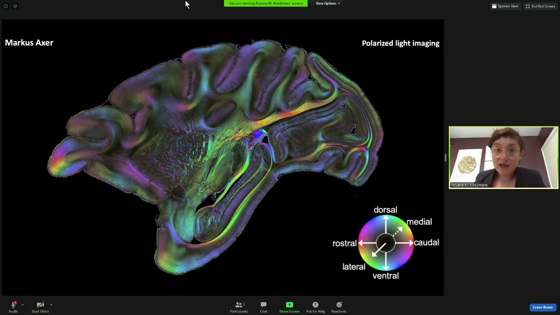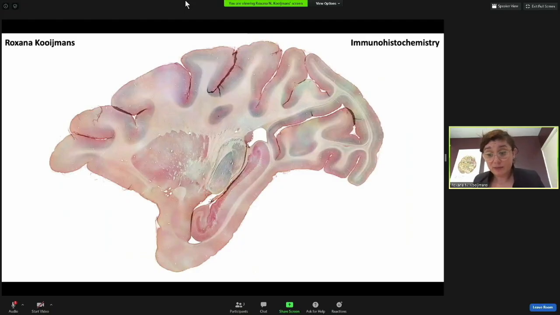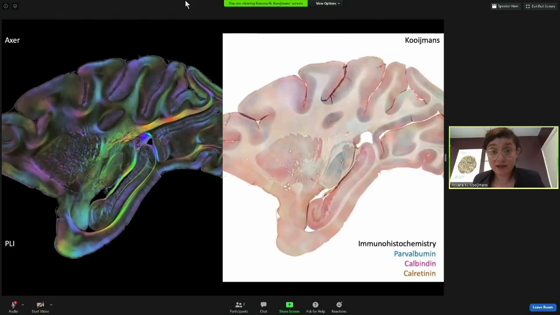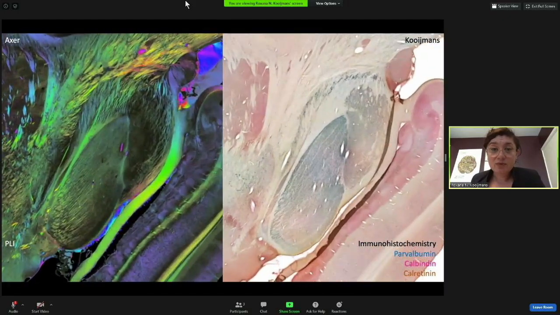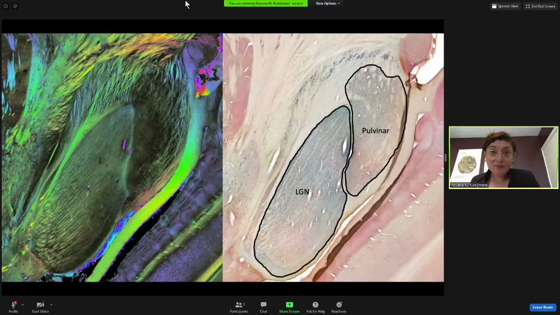And I have taken this exact same section, I have unmounted it, and then stained it for calcium binding proteins, which has resulted in this following image. We have then aligned the 2 images to each other, which has allowed us to create this multimodal map. So we are now zooming in to reveal how high resolution these images are, and we have stopped at the lateral geniculate nucleus and the pulvinar, and you can see the very distinctive layering of the LGN.